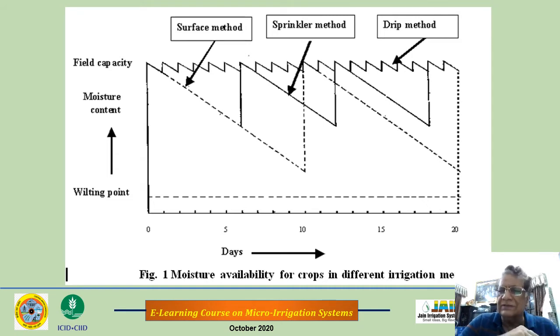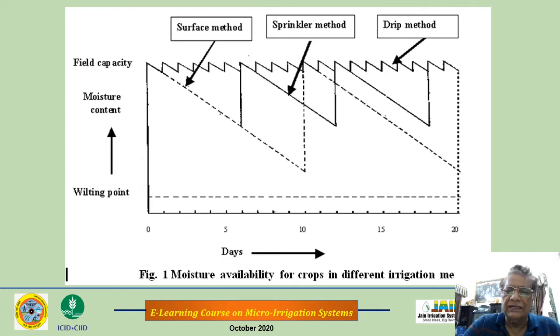Now, just to understand a simple difference between different methods of water application and water behavior in soil. In this particular case, what we are seeing is that if it is a case of surface irrigation, we fill up the water in the soil, bring it up to field capacity, and then we just stop and start using this water. The water starts getting depleted every day, and it keeps on depleting up to the 10th day.